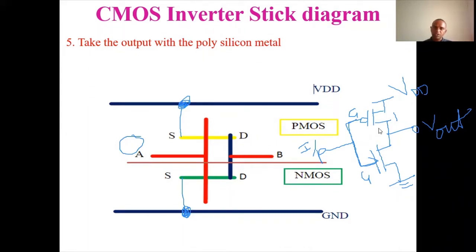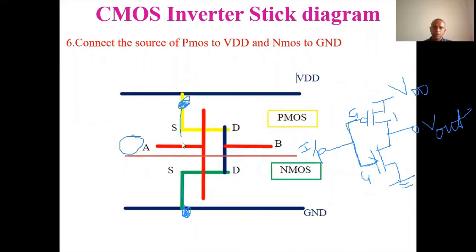But here, after connecting the drain of PMOS and the drain of NMOS with the metal, we are taking out the terminal as the output of the CMOS inverter. That output I am representing with B, and it is the PMOS, that is polysilicon material. Now, the source of this PMOS will be connected to VDD, and the source of NMOS is connected to ground. The same diagram we are presenting here with the help of the sticks.